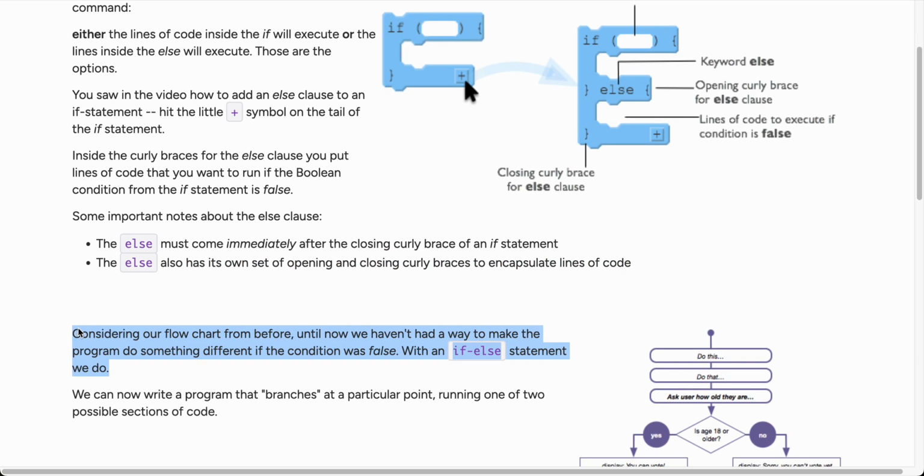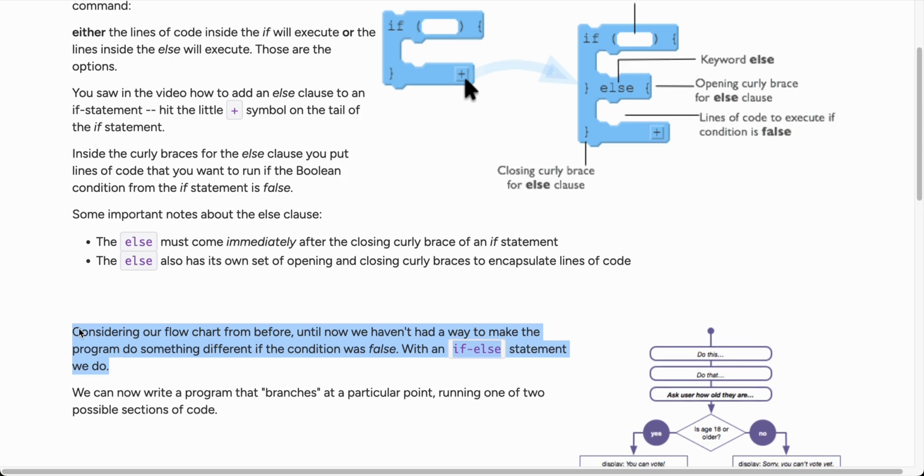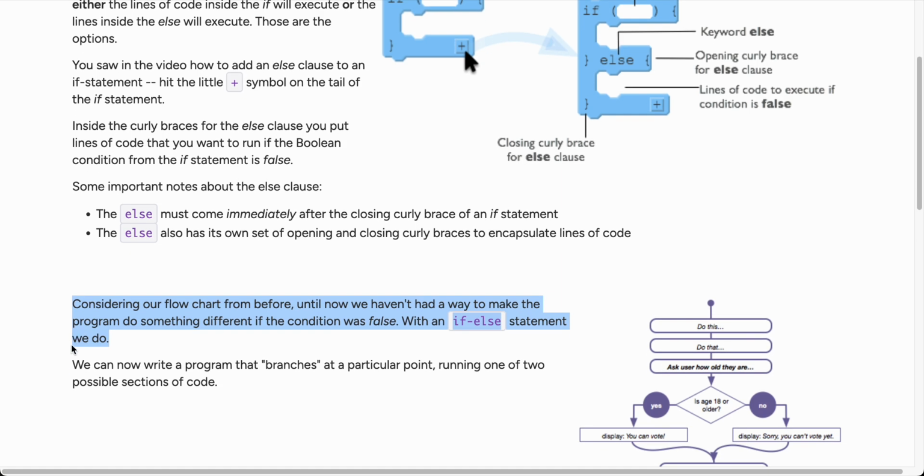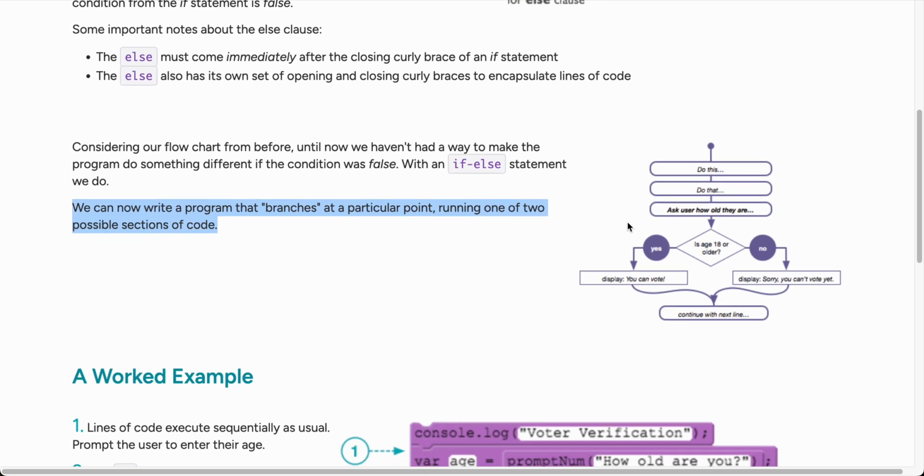Considering our flowchart from before, until now, we haven't had a way to make the program do something different if the condition was false. With an if-else statement, we do. We can now write a program that branches at a particular point, running one of two possible sections of code. So here's our flowchart. Ask the user how old they are. Is age 18 or older? If it is, then we display you can vote. If it isn't, then we display sorry you can't vote, and then we continue with the next line of code.